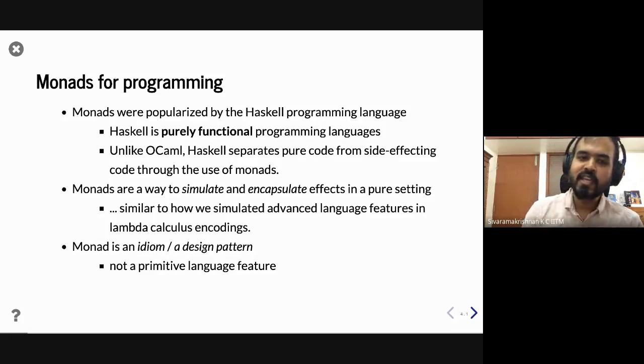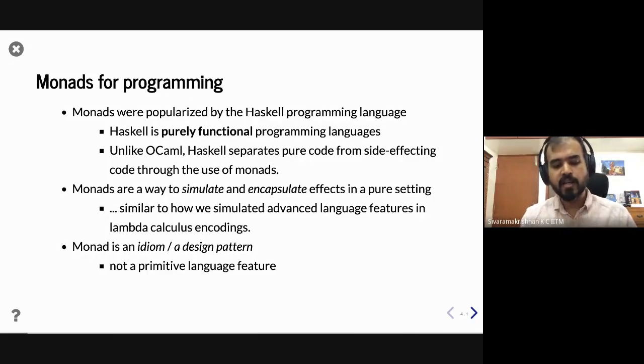You might ask why you would want monads in, say, OCaml, right? Where we can have side effects everywhere in the language. One thing monads allow you to do is they allow you to simulate and encapsulate side effects. In particular, there is a nice result which says that any effect that you want to simulate, by effects, you can mean, say, references, state, say, throwing exceptions, concurrency, parallelism, and so on. All of these could be simulated by monads in the sense that you can implement them as libraries.